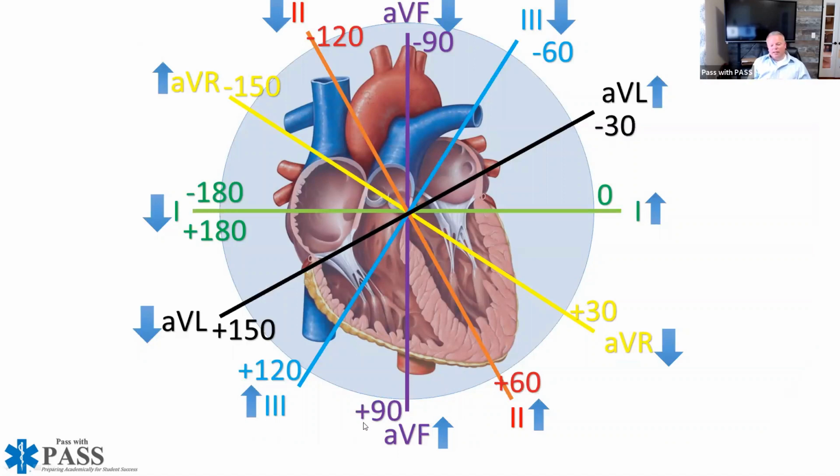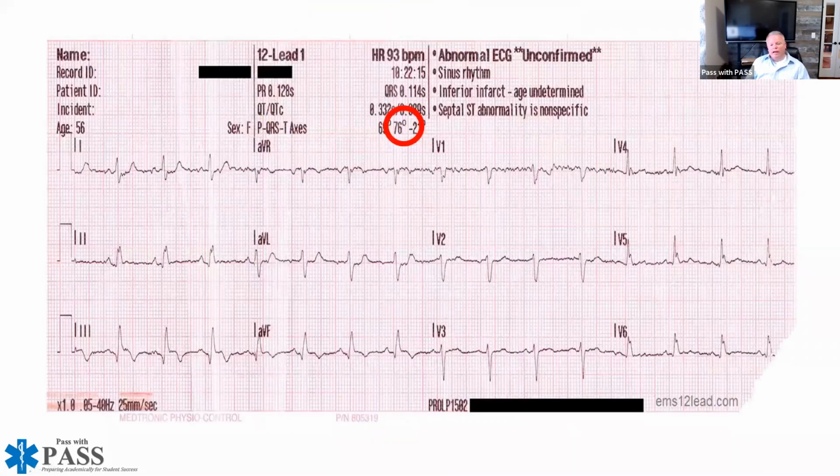If you have a split axis, or a situation where you're not able to determine the equiphasic waveform, you basically split the difference. We take this positive 60 and this positive 90 and split the difference, which ends up being a positive 75. This particular EKG gives a QRS axis of 76 degrees, which tells me that is a normal finding. It's in that left quadrant, a left axis. Things are probably okay as far as axis is concerned.